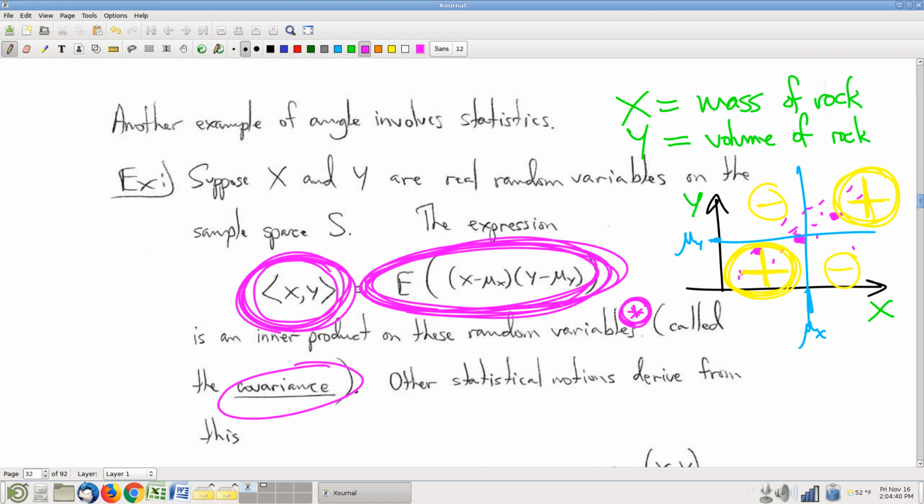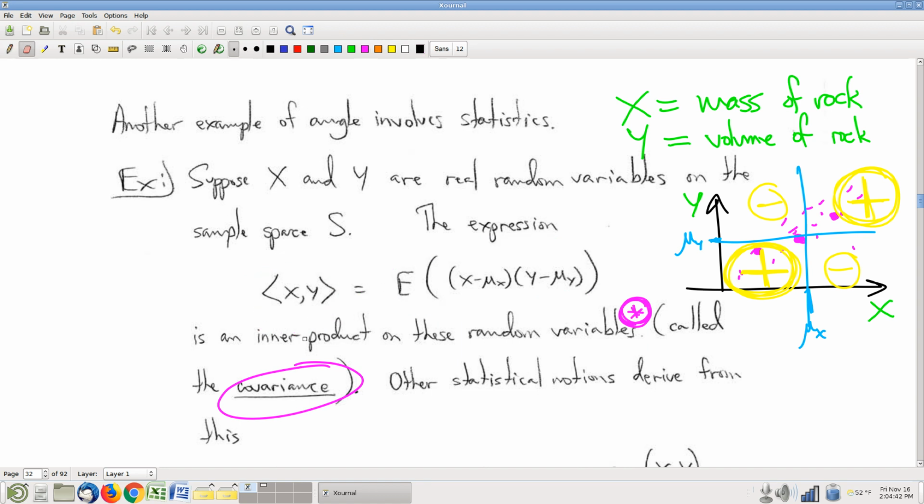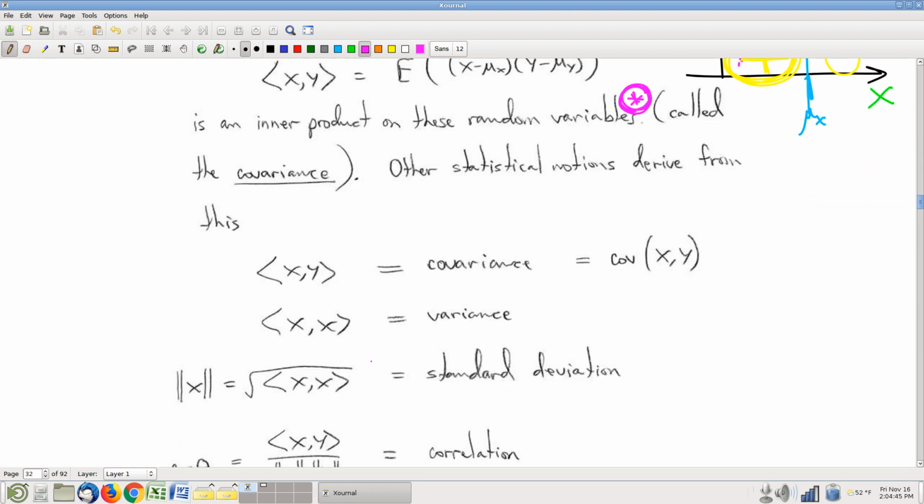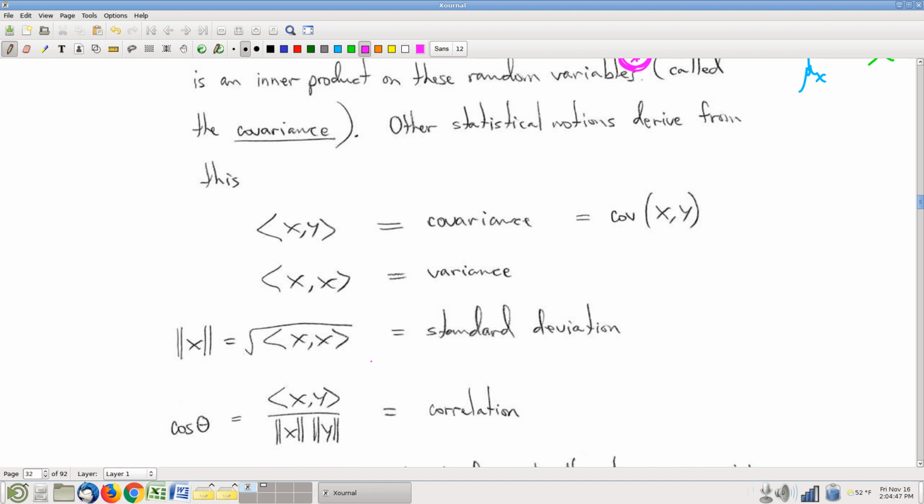Okay, let's put that thought aside for the moment. Here are some other things that you can define. So covariance, remember, was defined with the formula above.